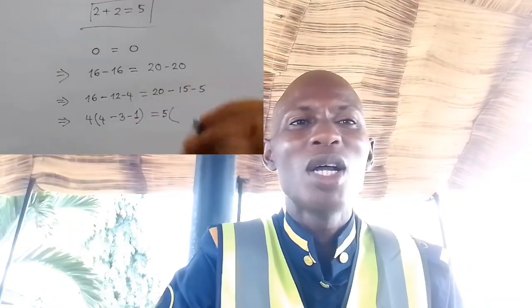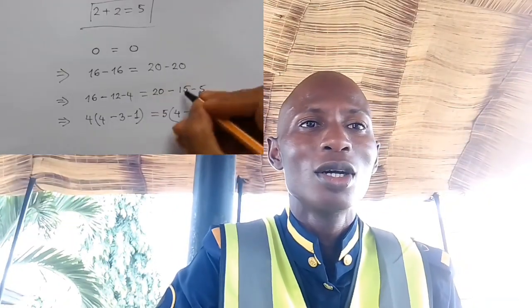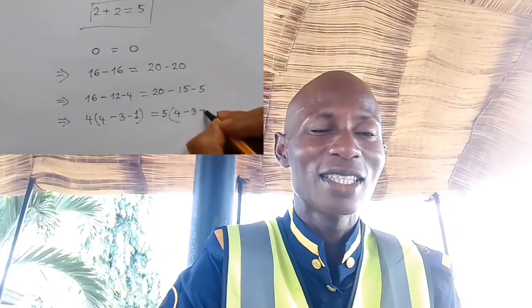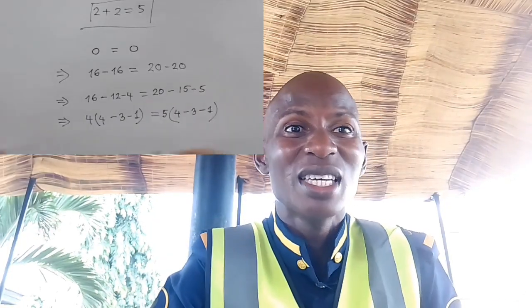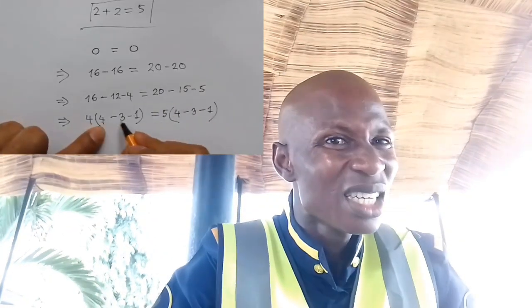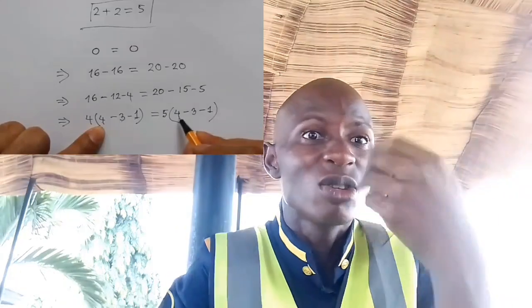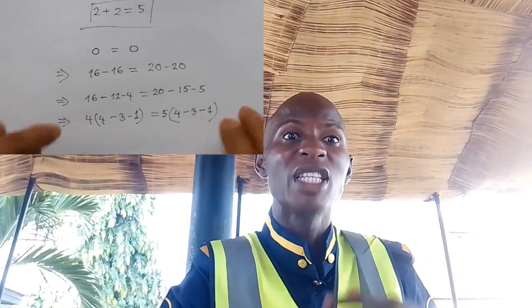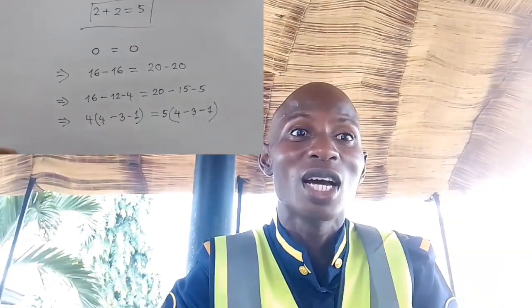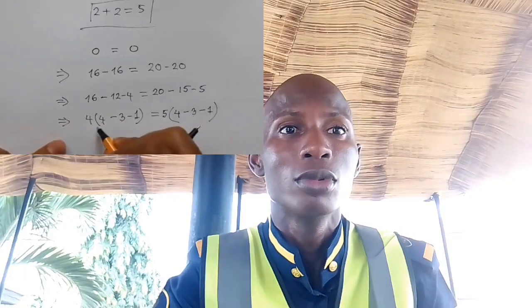Here is 1, primary 1 will see that 4 minus, here is the mistake. 3 minus, you all know this is the mistake, 1. But look at here, in the left hand side, 4 minus 3 minus 1, and the right hand side, 4 minus 3 minus 1. If you are a mathematician, this part of the calculation, you can cancel.